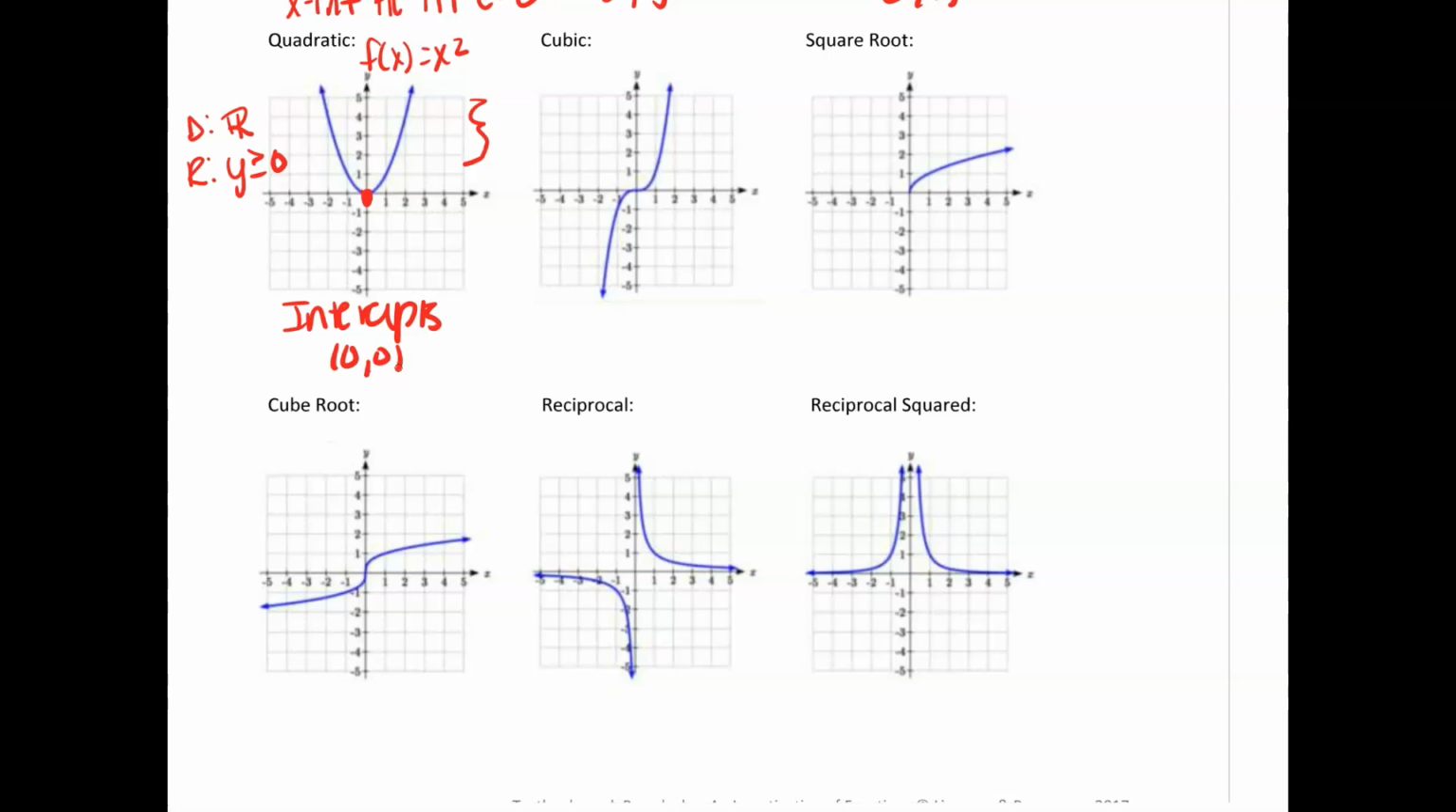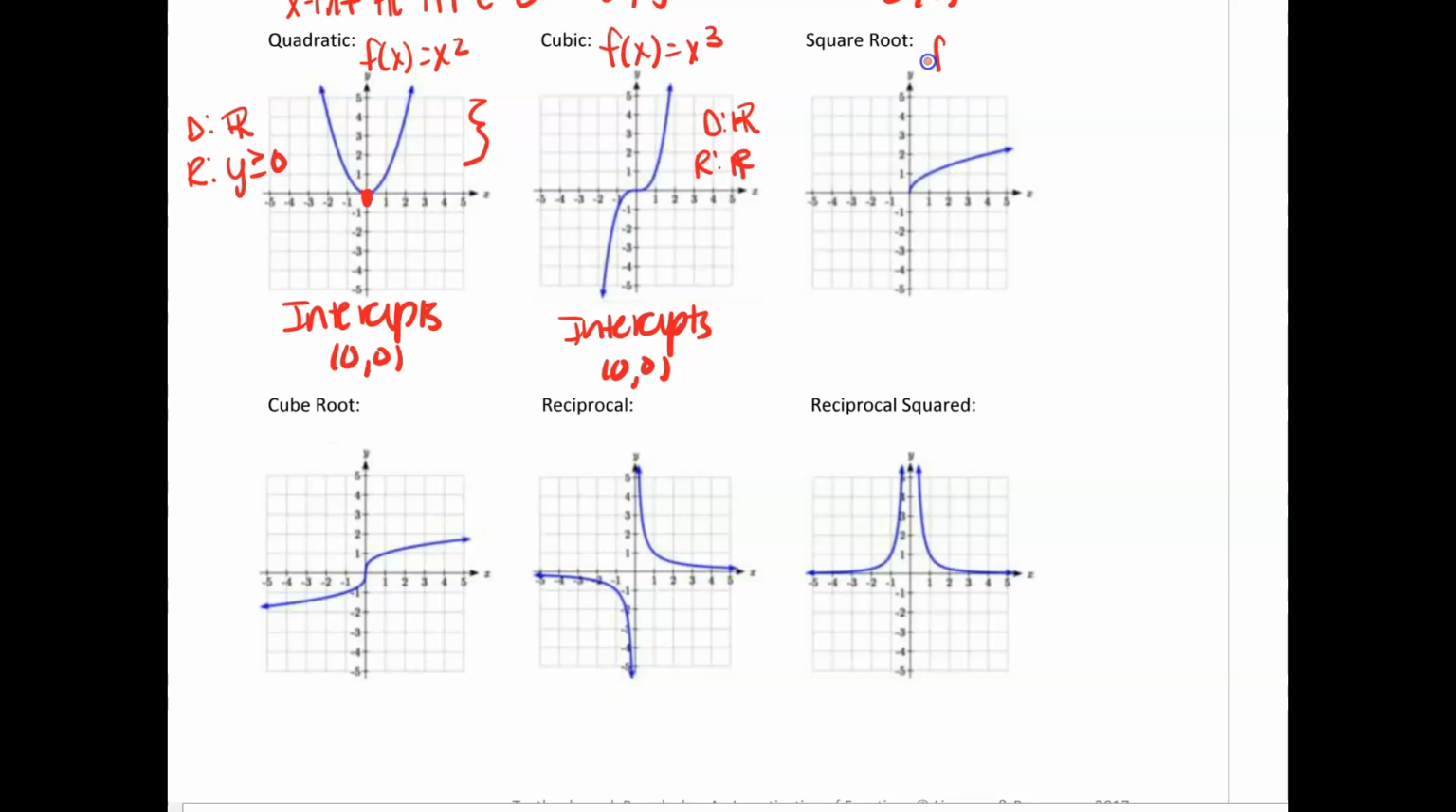Then we have our cubic function. This cubic function is f of x equal to x cubed. It has a domain of all real numbers, and it has a range of all real numbers. You can see left to right, it is getting bigger and bigger and wider as it goes off to infinities. And it has intercepts at 0, 0.